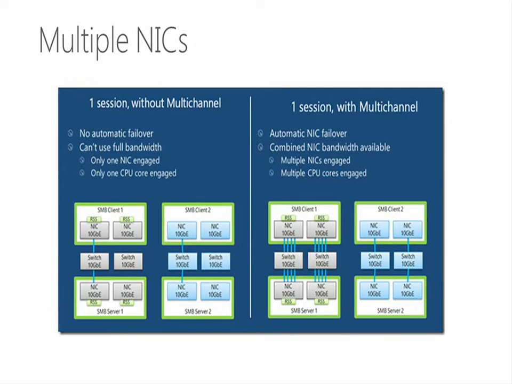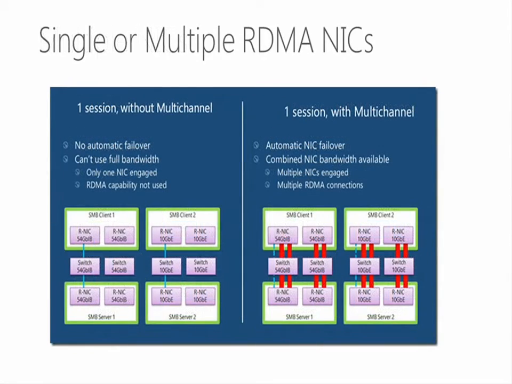With multiple network cards without multi-channel, there's no automatic failover. You can't use the full bandwidth across all the network cards. But with multi-channel, we have automatic network failover. So if we lose one, it allows us to combine our network cards together for better bandwidth capabilities.